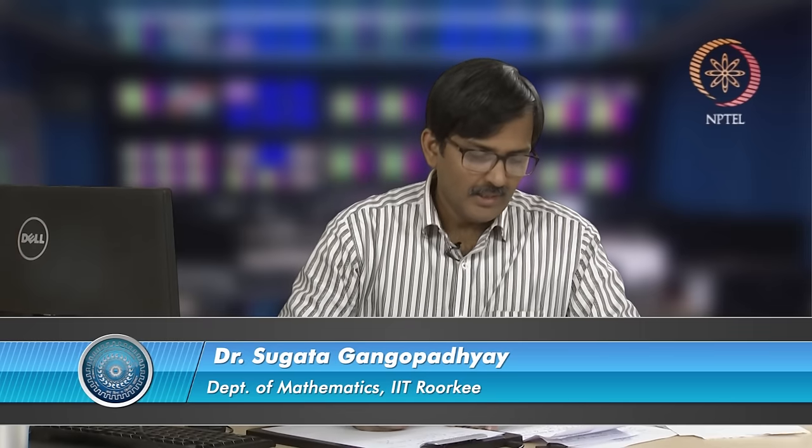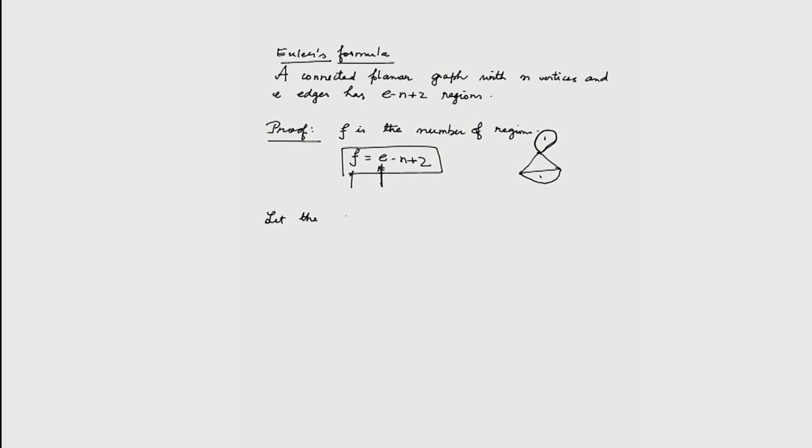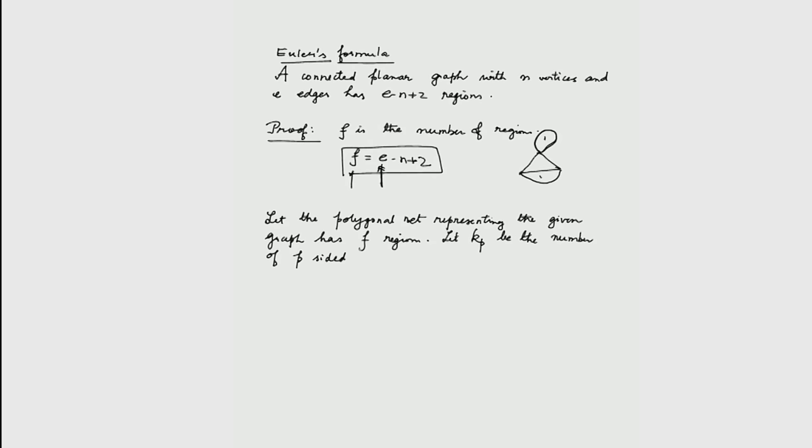Now, let the polygonal net representing the given graph have f regions, which we have already told. Let k p be the number of p-sided regions.